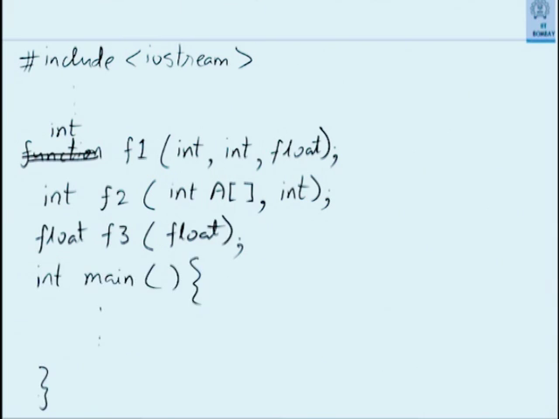I have written a program in which I have three function prototypes defined. Notice here that the second function that has been defined has an array, int array. If I just said int, it will assume that a single value has to come. Int array implies that it will receive a pointer, a pointer to the 0th element of that array. I could have very well written this simply as int star, because that's a pointer.